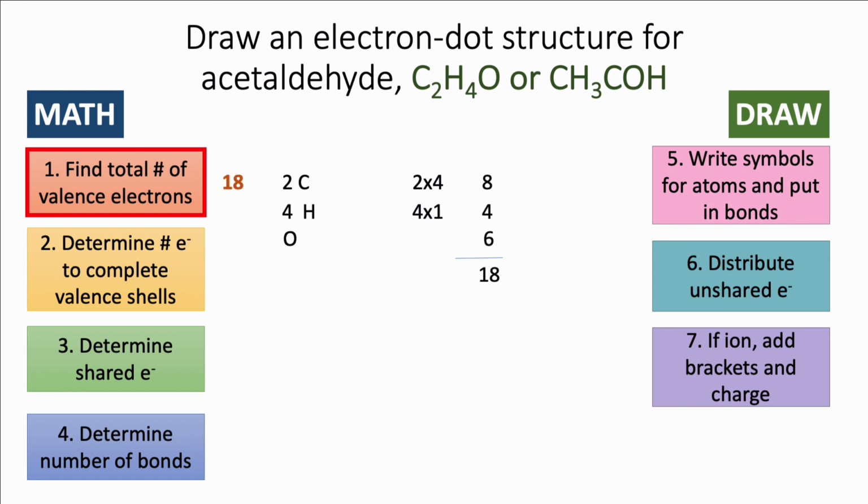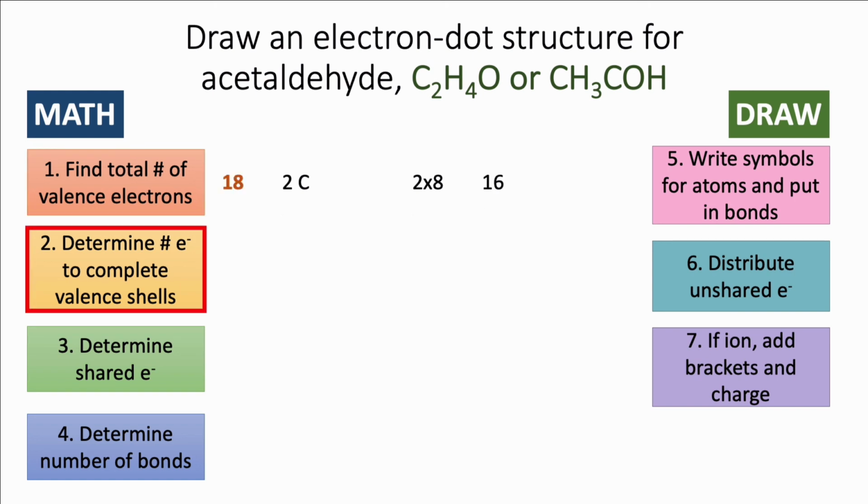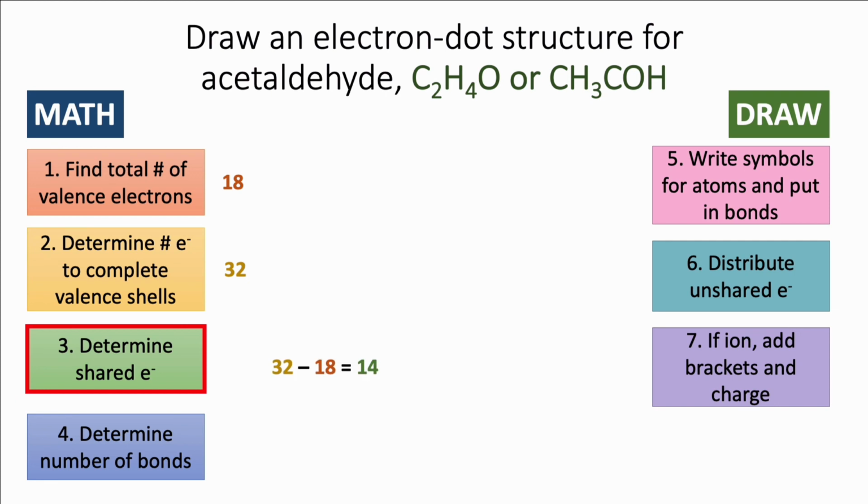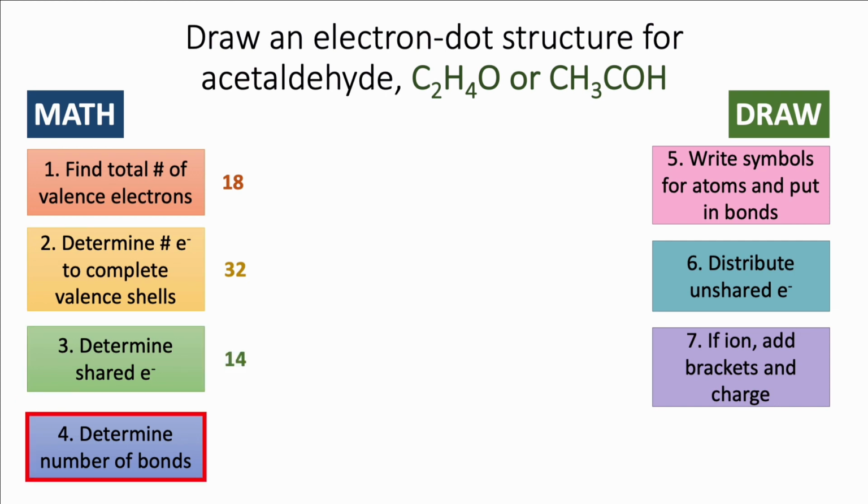How many electrons do we need to get to noble gas configuration? Well, each of our carbons will need 8, so that's 16. Each of our hydrogens will need 2, so that's 8. And then our oxygen will also need 8. So that gives us 32. So the number of shared electrons we have is going to be 32 minus 18, which is 14. And that tells us that we're going to have half of 14, 7 bonds in our molecule.